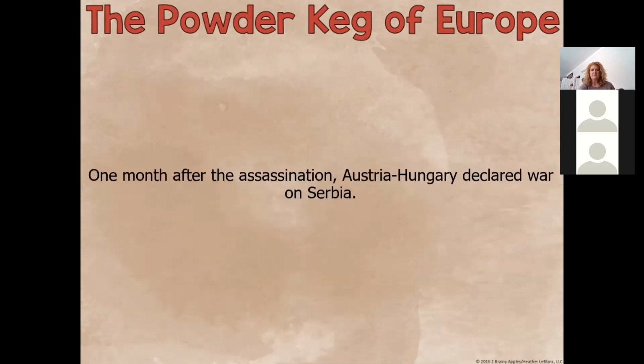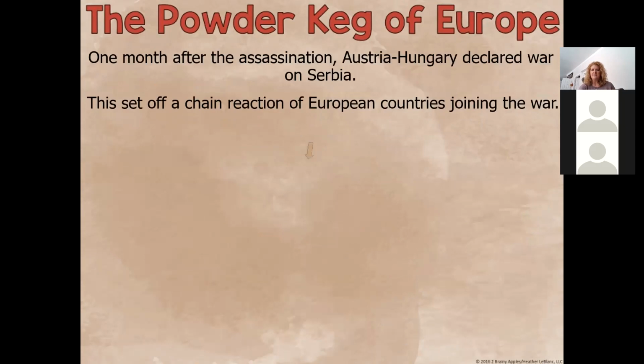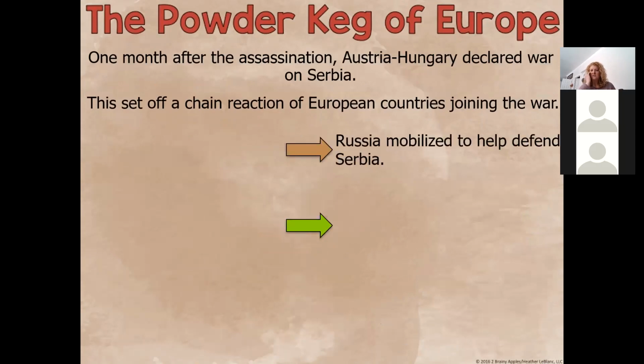in a terrorist group. So 1 month after, Austria-Hungary declares war on Serbia.